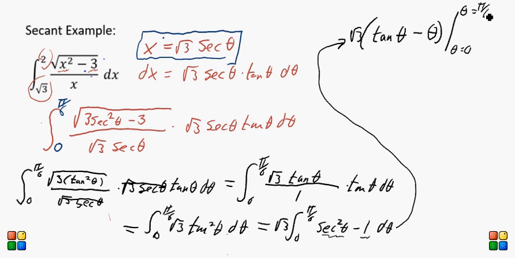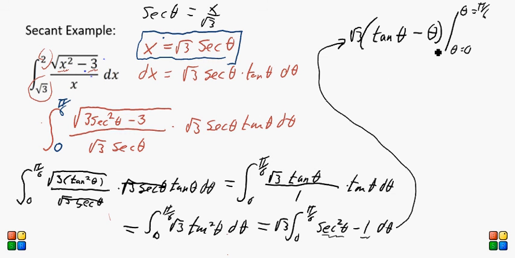Now let me just say a word about what we'd have to do if we substituted back. I'd have to figure out what tangent of theta equals, and I would do that by drawing a reference triangle. I'd look over to my original substitution. If x equals square root of 3 secant theta, then secant theta would be x over the square root of 3, and I could figure out what the tangent is from that. I could look at a triangle, or I can use a trig identity, either way.